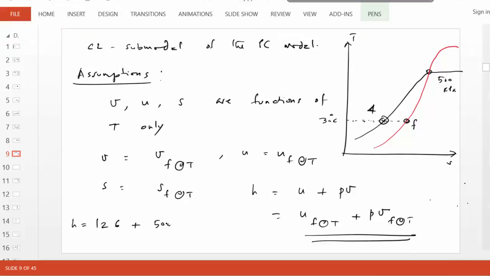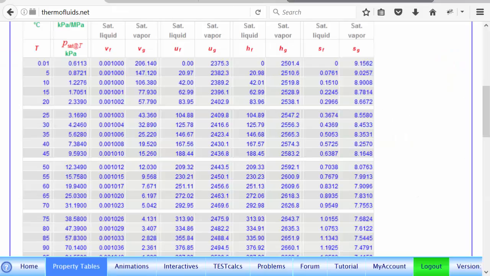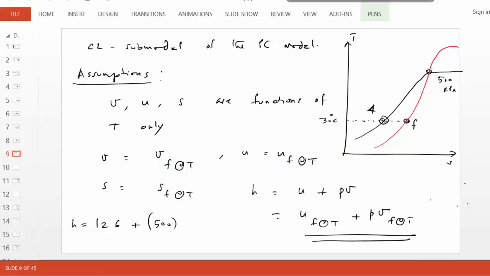plus pressure is 500 kPa. We have to find VF at 30 degrees Celsius. We go back there, 30 degrees Celsius. As you can see, VF is, this is our 30 degrees Celsius. Look, VF is almost like 1 over 1000, 0.001. So if you substitute 0.001, you'll notice that the answer is barely different from U.